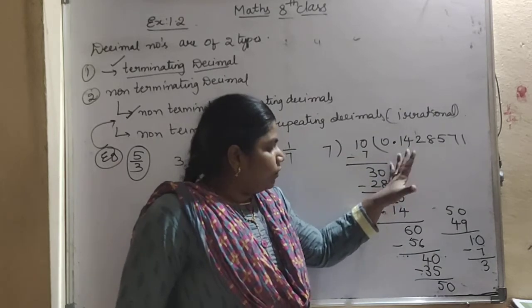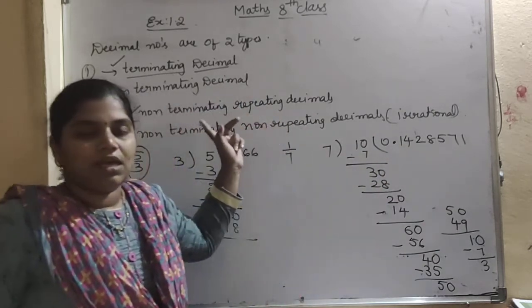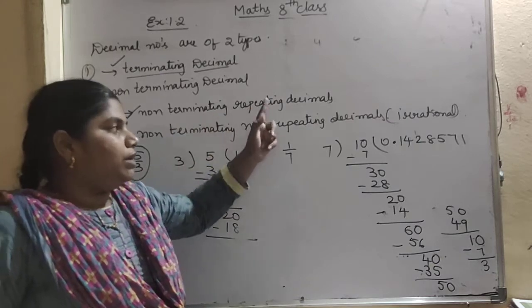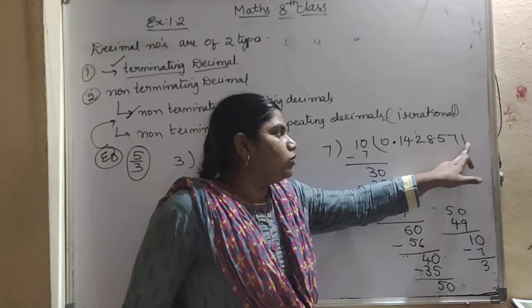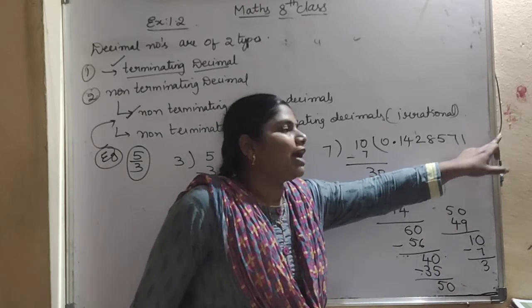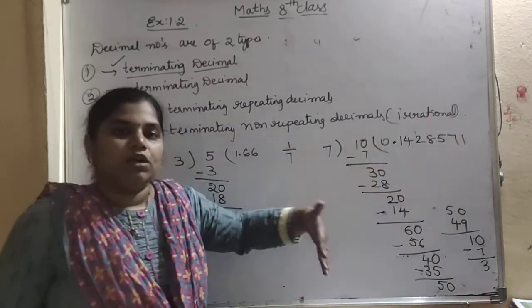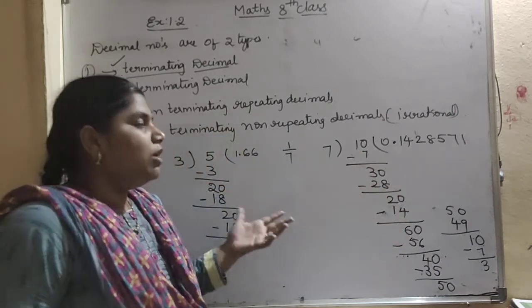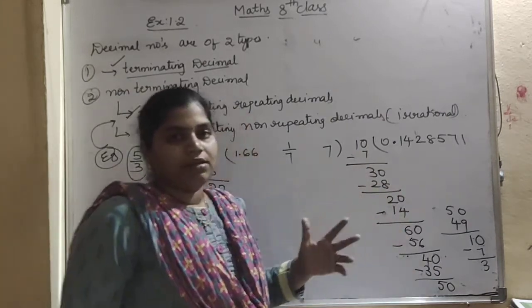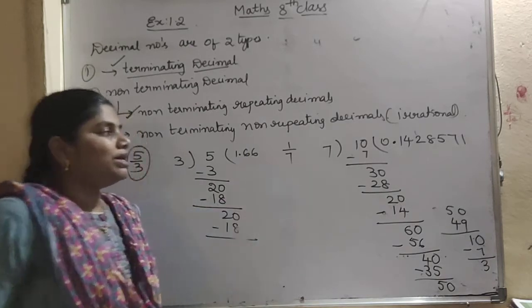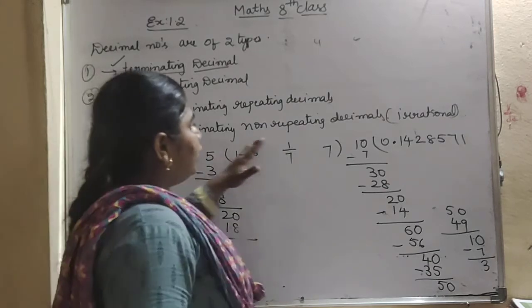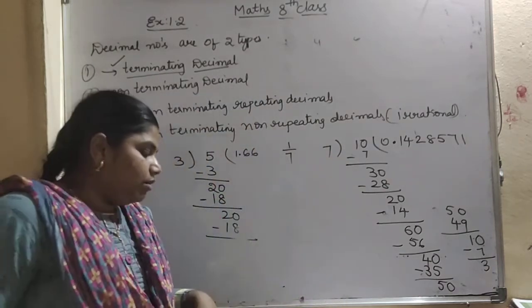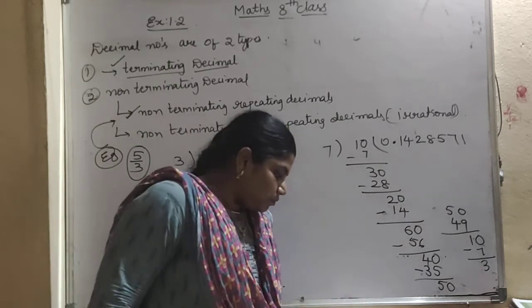So we will call this 1 by 7 also a non-terminating repeating decimal. So 1 4 2 8 5 7. Again the values will be repeated, 1 4 2 8 5 7. So the quotient value is going on repeating, and we are not getting the remainder as 0. So we can call this 1 by 7 as non-terminating, non-repeating decimals, and these non-terminating, non-repeating decimals are called irrational numbers.